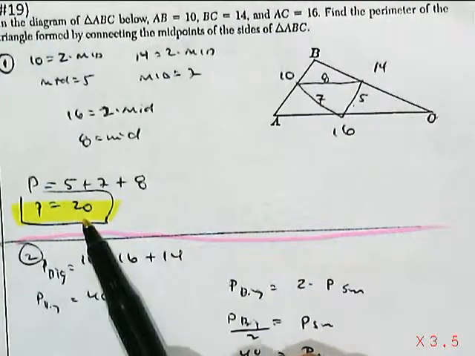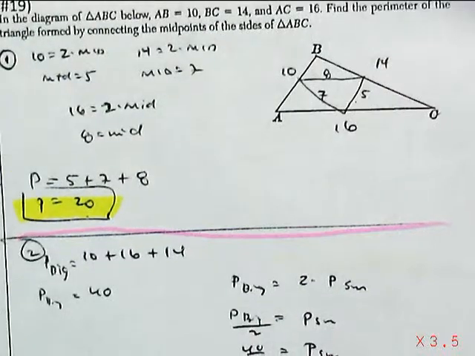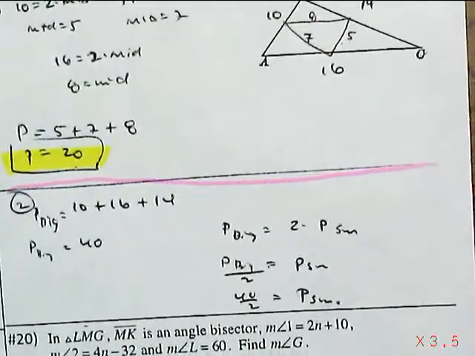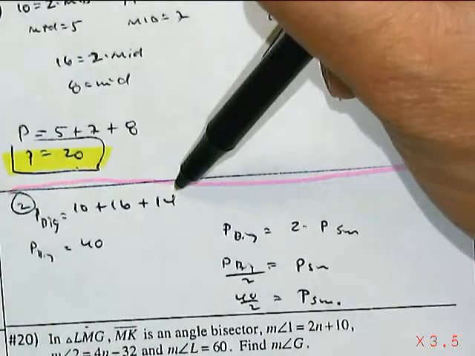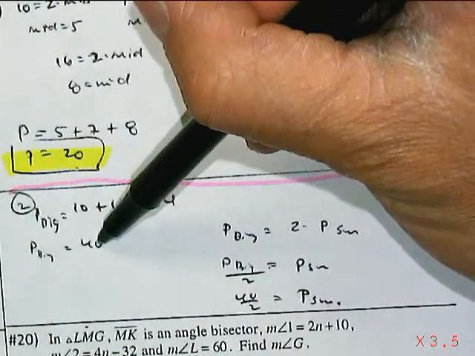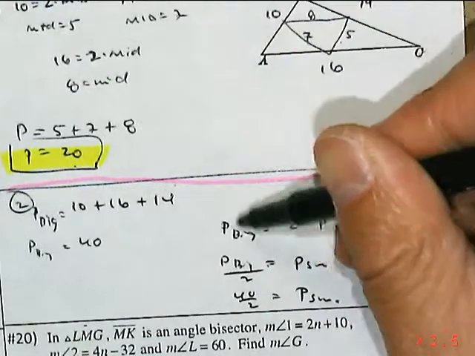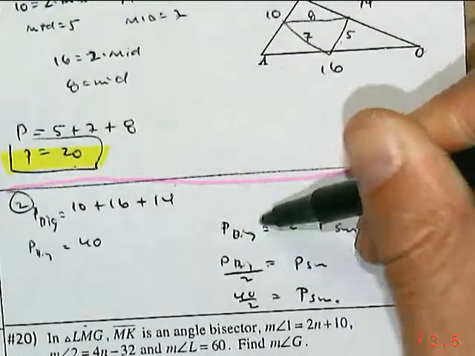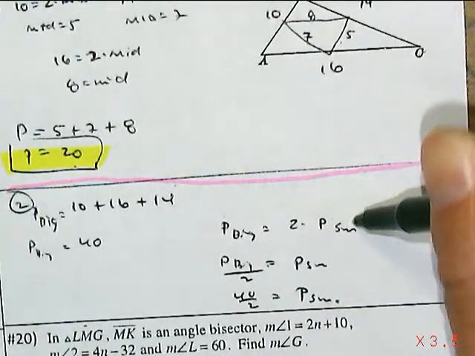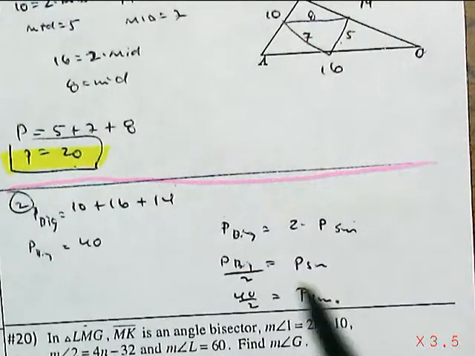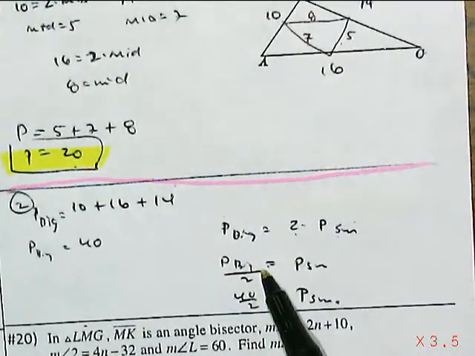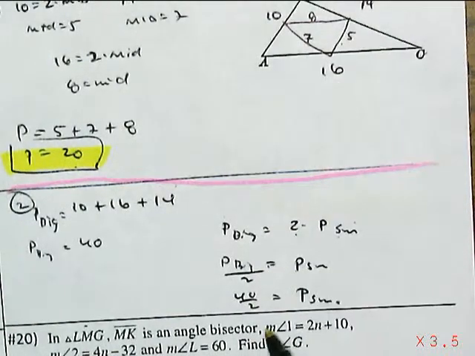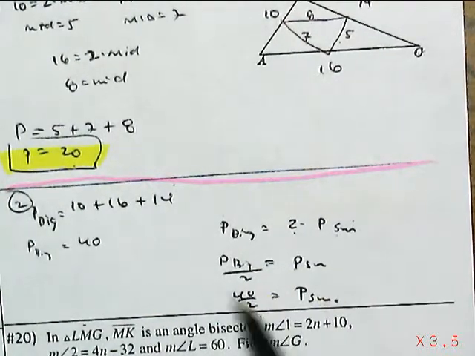20 is your perimeter. Now, another way of doing the problem is recognizing that the perimeter of the big triangle is 10 plus 16 plus 14, which is 40. And the perimeter of the big is equal to 2 times the perimeter of the small. So if I just divide by 2 here, the perimeter of the big divided by 2 is equal to the perimeter of the small. Therefore, the perimeter of the small is 40 divided by 2, or 20.